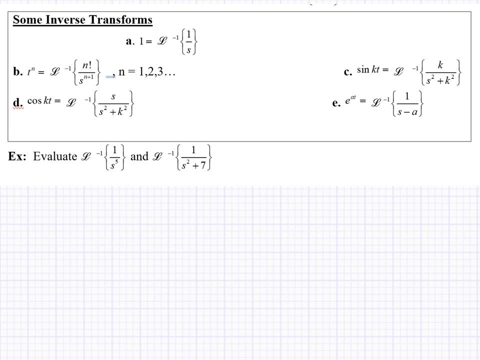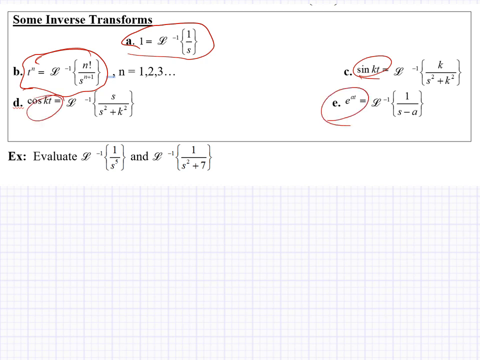All right, so we had certain Laplace transforms. One was for 1, so the inverse Laplace transform of 1 over s gets me back to 1. We talked about powers, so t to a power. So the inverse Laplace transform of n factorial over s to the n plus 1 is t to the n. Then sine, cosine, exponentials. It's just reversing everything we've done before. These are the most common ones, so these are ones you should know at this point. All right, so let's look at these two examples.